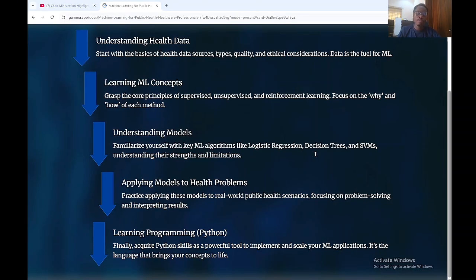You need to learn some of the basic syntax of Python. Python is a very good skill because for you to get started with machine learning, you need Python, because Python, Jupyter, and all of that is where machine learning code is being deployed. So it means that you need to acquire Python skills because it's a powerful tool that's going to help you implement and scale your machine learning application. It's just the language that brings the whole concept of machine learning to life.